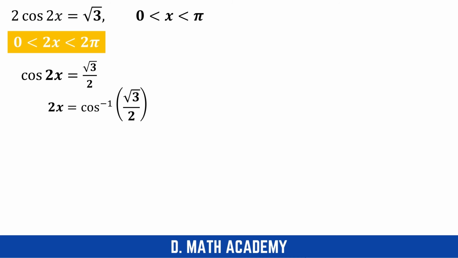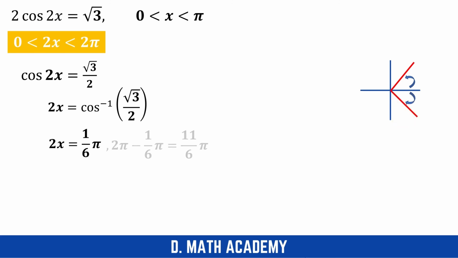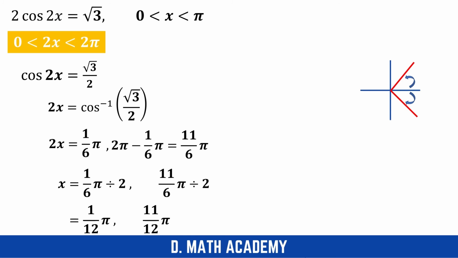So now you key in cosine inverse square root 3 over 2 into your calculator, then you should get 1 over 6 pi first. So this 1 over 6 pi is actually our first quadrant results. So to identify the fourth quadrant results, we'll be taking 2 pi minus 1 over 6 pi. So the final answer for that will be 11 over 6 pi. So do take note that this results that we gotten is for 2x. For you to identify x answer, you actually have to divide everything by 2. So your final answer for this will be 1 over 12 pi and 11 over 12 pi.